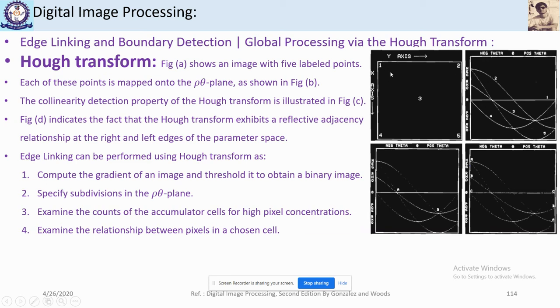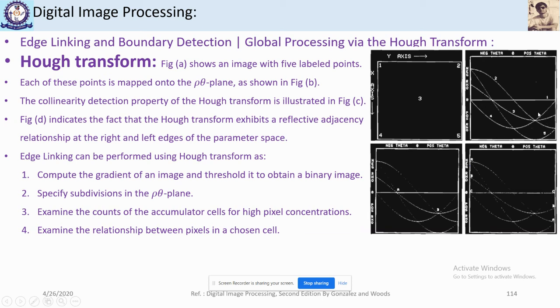So we can see here the 1, 3, and 5 are collinear. It is passing through the origin, so the rho value will be equal to 0. And since it is in this direction, so the normal will be in this direction, and the angle with x-axis will be minus 45 degree. So that is why these three curves corresponding to point 1, 3, and 5, we get this point, and this shows that these three are collinear and with the angle minus 45 degree.